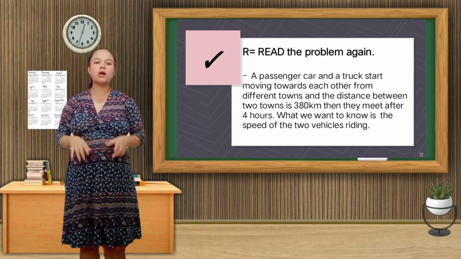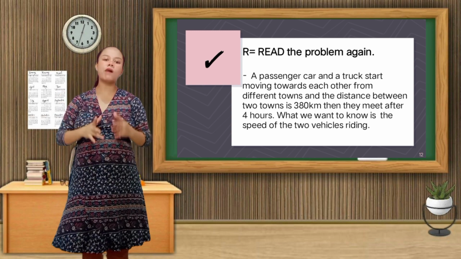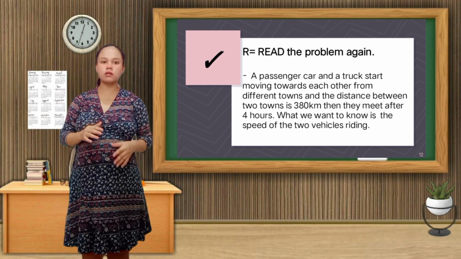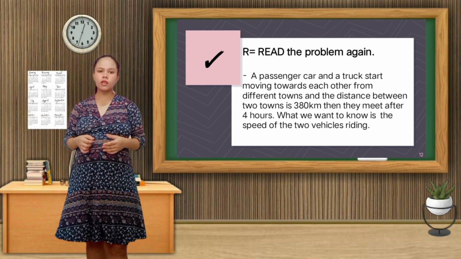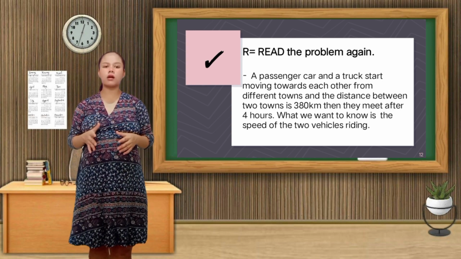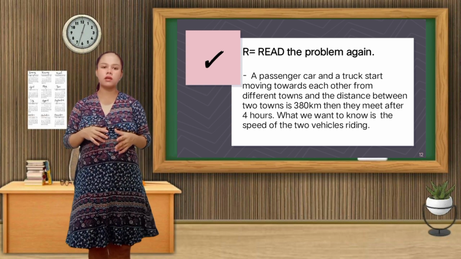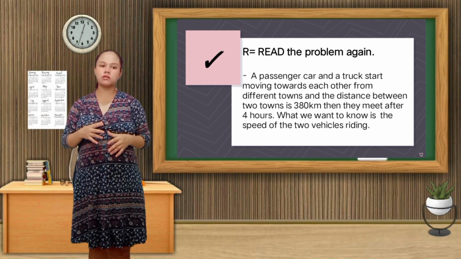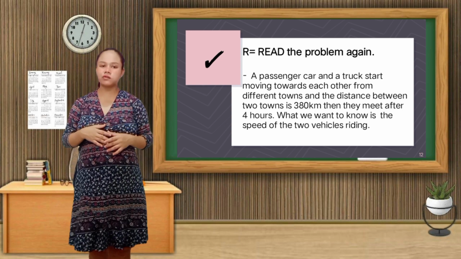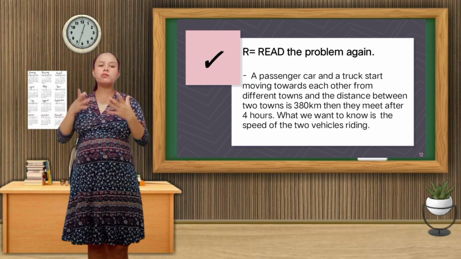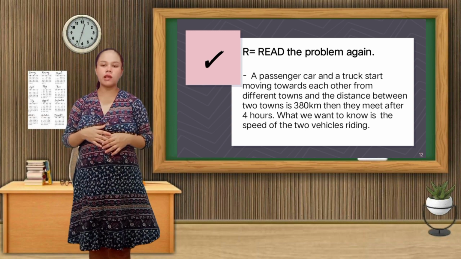The next step is to reread the problem again. So focus on facts and details that will help you solve the problem. So a passenger car and a truck start moving towards each other from different towns, and the distance between the two towns is 380 kilometers. Then they meet after 4 hours. So what we want to know is the speed of the two vehicles.